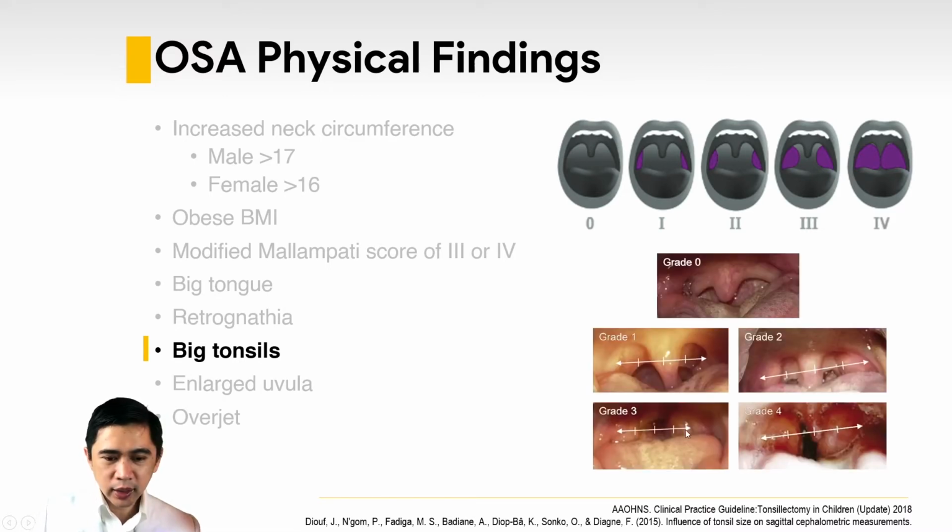So this is again real pictures of big tonsils. Grade 4 is really big, grade 2 is less than 50%, grade 3 is more than 50%. Grade 1, it's barely perceptible. And grade 0 if you don't see anything.